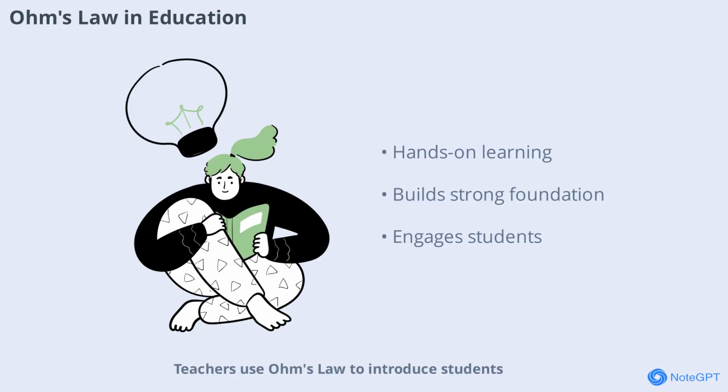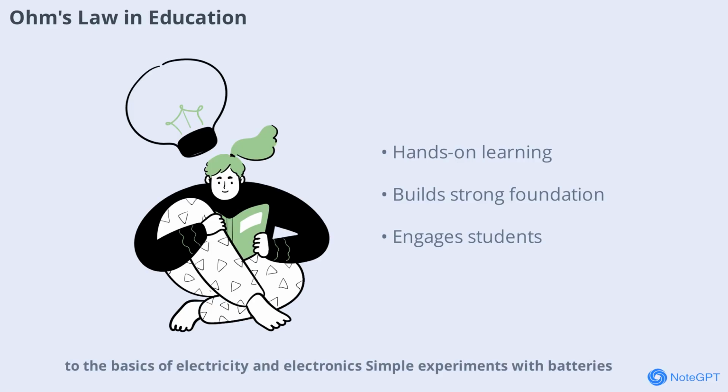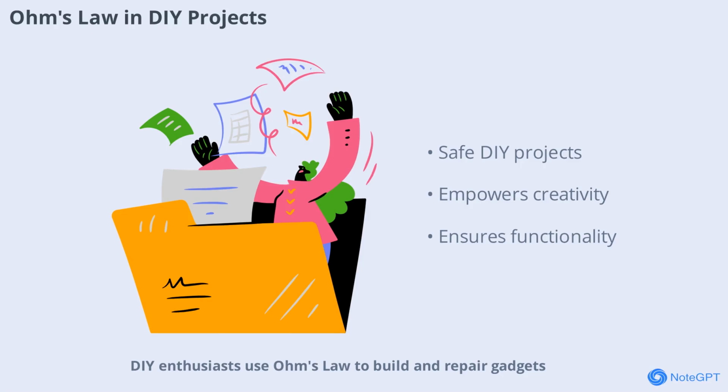Teachers use Ohm's law to introduce students to the basics of electricity and electronics. Simple experiments with batteries, wires, and bulbs help students see the law in action. This hands-on approach makes learning engaging and builds a strong foundation for future studies in science and engineering. DIY enthusiasts use Ohm's law to build and repair gadgets, from custom lamps to homemade radios. Understanding voltage, current, and resistance helps ensure projects are safe and functional. This knowledge empowers hobbyists to experiment confidently and bring creative ideas to life.